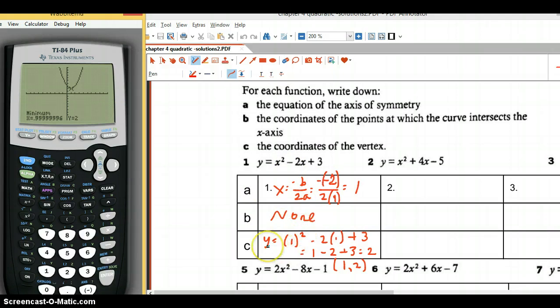And then if you want to do part C using the equation, you can also. Since you know that x equals 1 at the axis of symmetry, to find the y at the axis of symmetry, which would be the y-coordinate of the vertex, you just put 1 into this equation. So it would be y equals 1 squared minus 2 times 1 plus 3. That would be 1 minus 2 plus 3, which is equal to 2. So we just got the y-coordinate, and so we know that the vertex is 1 comma 2, just like we got from the calculator.